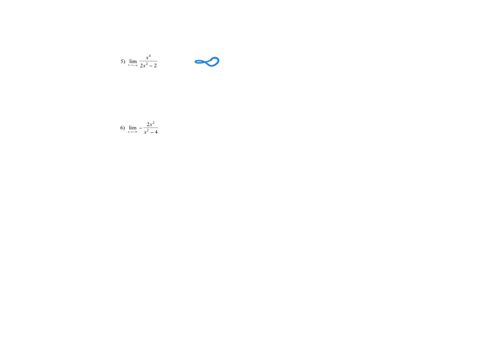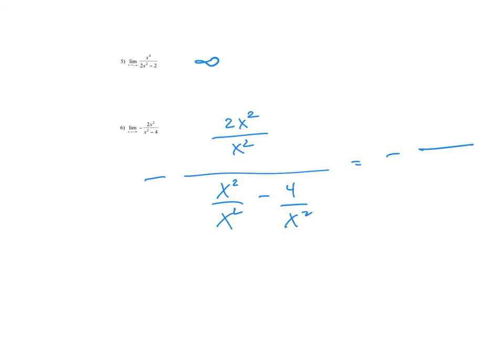The last one is going to negative infinity, and we have the same degree upstairs and down, so we have to put everything over x squared. Make sure we put that minus in the outside, so x squared over x squared minus 4 over x squared, and that's going to be minus, and then upstairs you're going to have a 2, and downstairs you're going to have a 1 minus, and this guy turns into a 0. So you're going to have a negative 2 would be your answer to that last one.